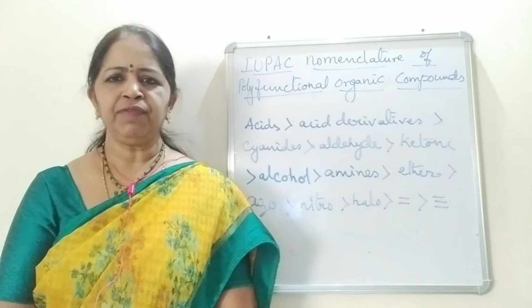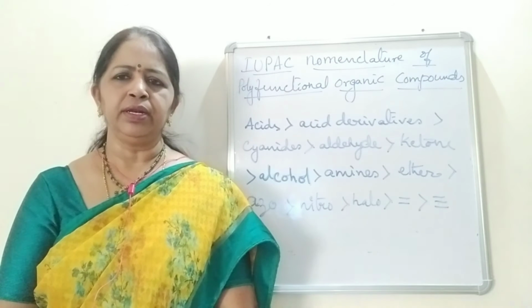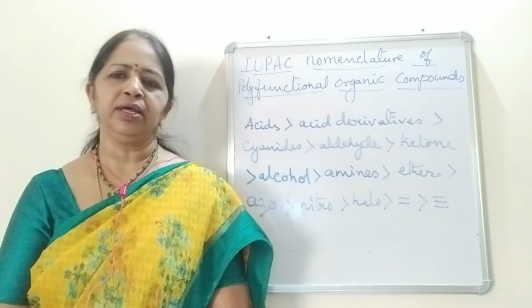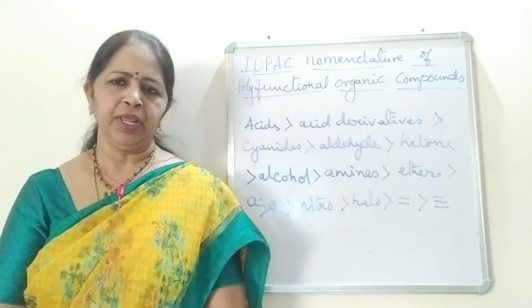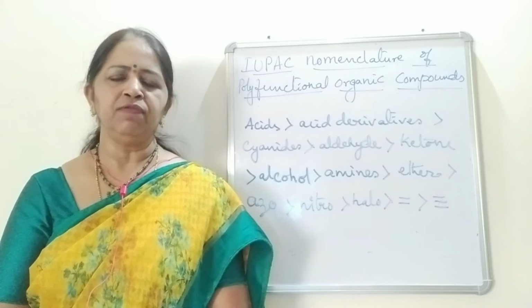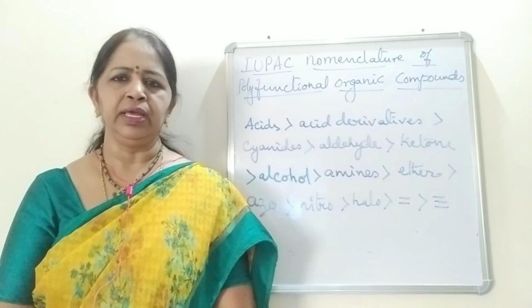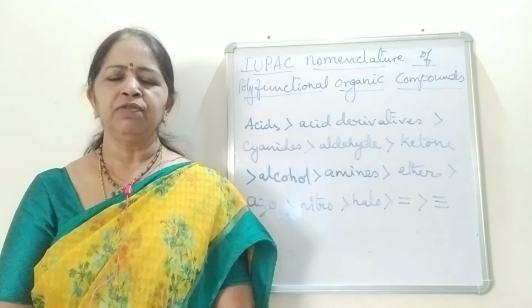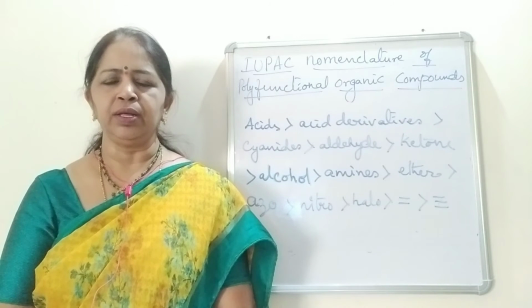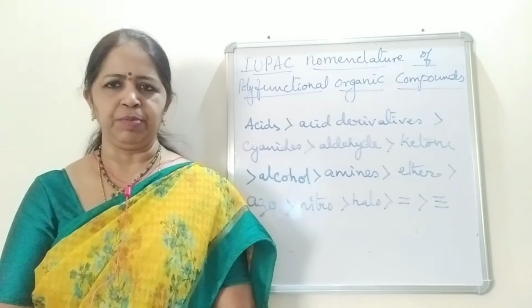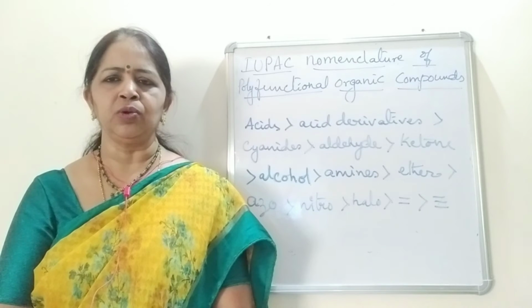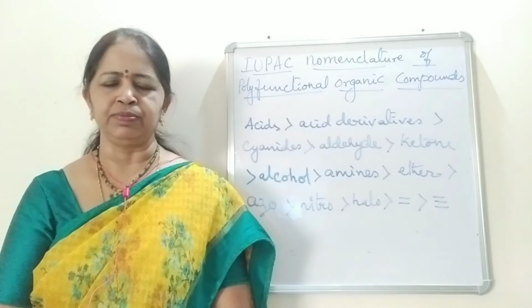If only a single functional group is present, then that functional grouping carbon gets the first priority and the least number. If a compound has more number of functional groups, then which carbon will be given the least number, or which functional group is given the first priority? The first priority carbon gets the least number. For that, we have to follow some priority rules of different functional groups.